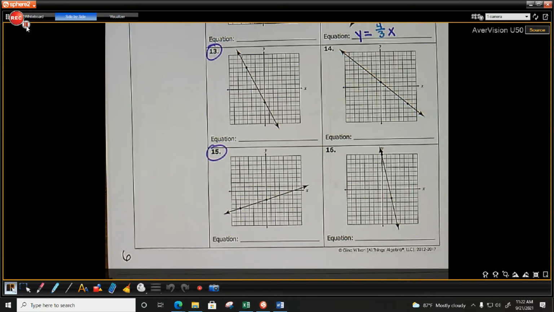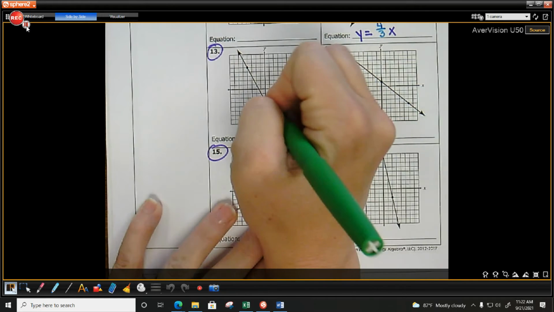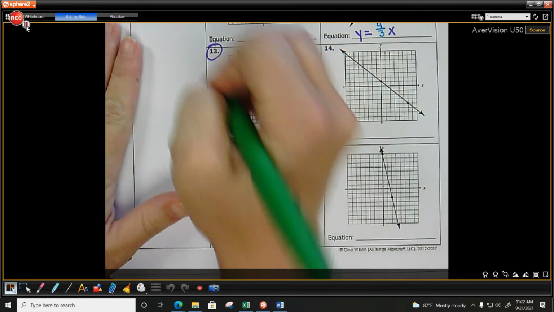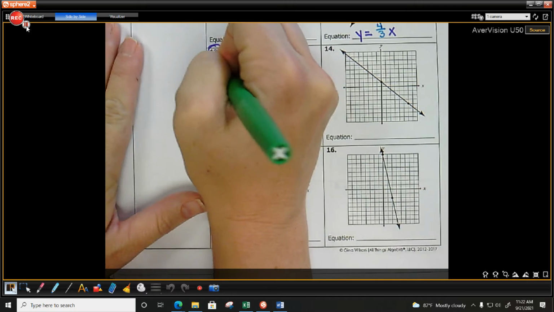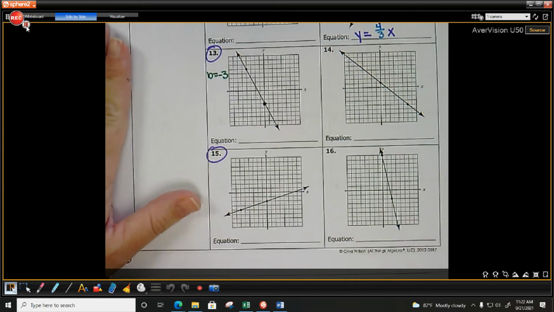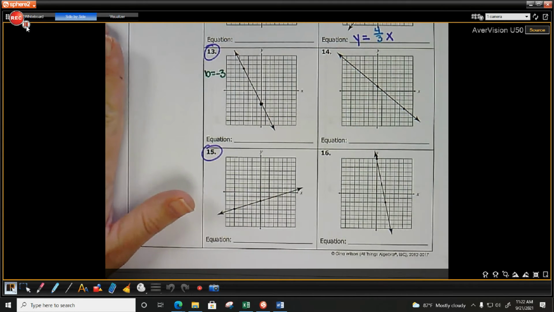Okay, let's do number 13 together, guys. First, find your b. Where's it hit the y-axis? -3. One thing I saw, a lot of y'all put 3. If it's below the origin, it's a negative y-intercept, a negative b. Yes, sir.